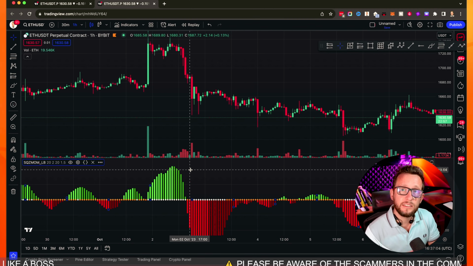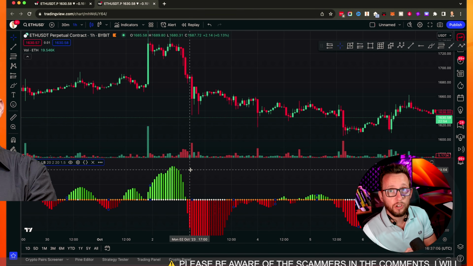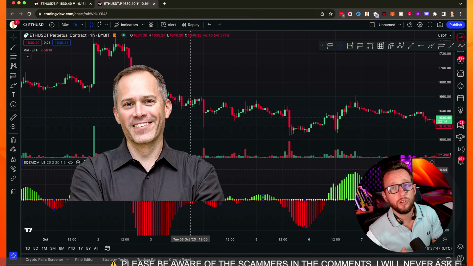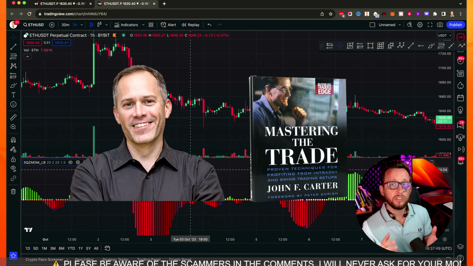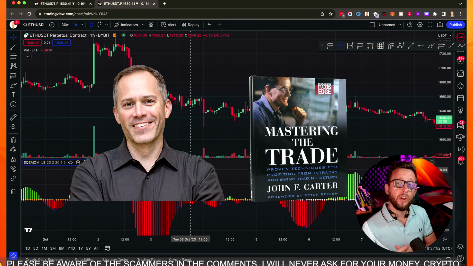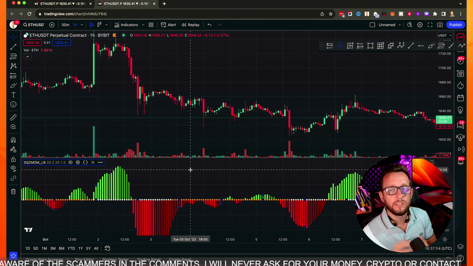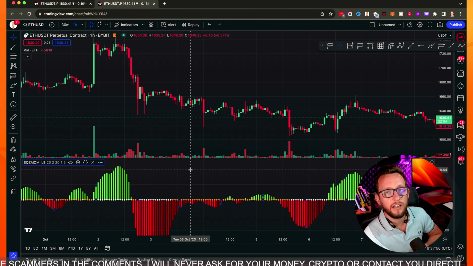Okay, so this indicator was originally built by a guy called John Carter. John Carter is a renowned trader and the author of the book Mastering the Trade. He's very well known in the space and built this indicator to detect consolidation inside of the market.